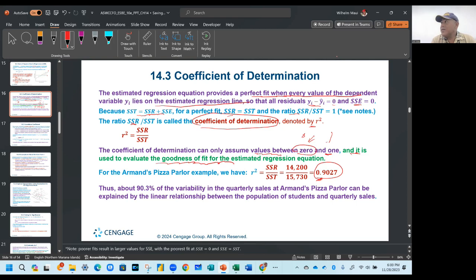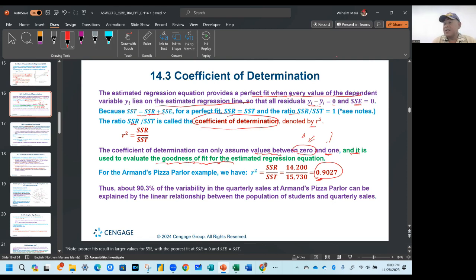So that means it's a good fit, in other words, no? And so about 90% of the variability in the quarterly sales of Armand's parlor can be explained by the linear relationship between student population and quarterly sales, no? So in this case, you'll be confident. We still have to go through and test the validity of the equation. But we will test that it's valid.